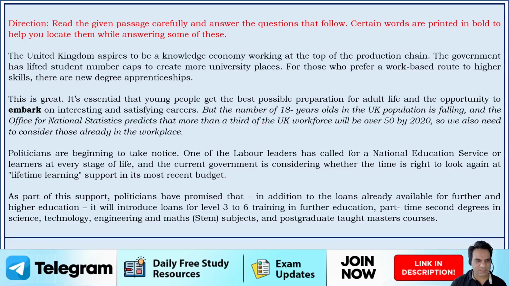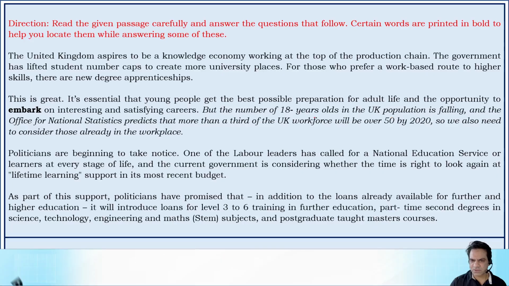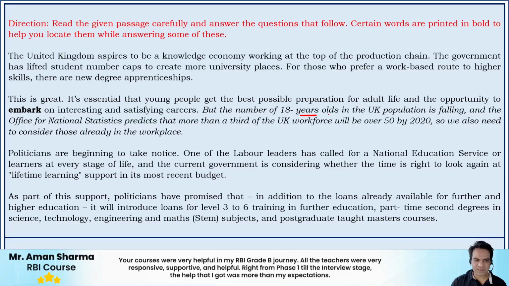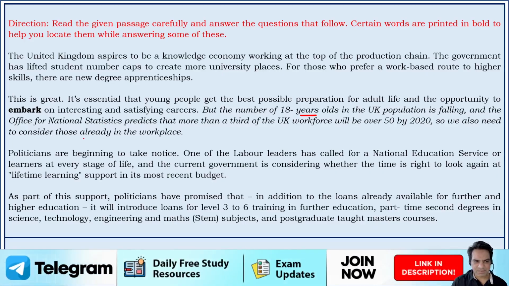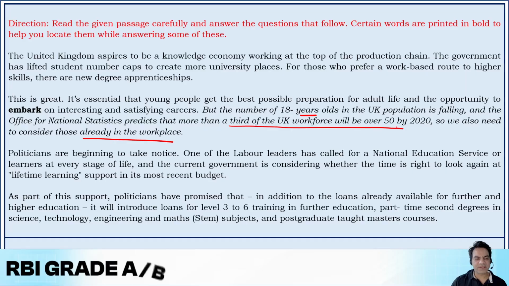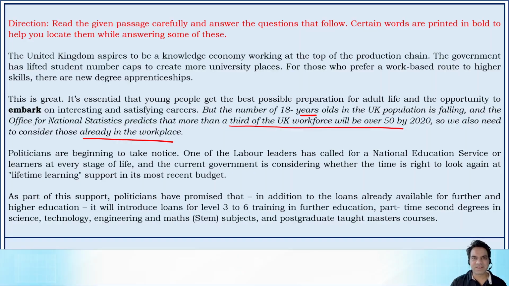But now this is the sentence where you have to find the erroneous part. But the number of 18 years olds in the... not 18 years olds, it should be 18-year-olds. So, but the number of 18-year-olds in the UK population is falling, and the Office for National Statistics predicts that more than a third of the UK workforce will be over 50 by 2020. So, we also need to consider those already in the workplace. So, that's why they are considering people who are already in the workplace, because 1/3 of the UK population will be over 50 by 2020. So, that is why they are targeting people who are already in the workplace. So, we have found 2 answers in this one sentence only.